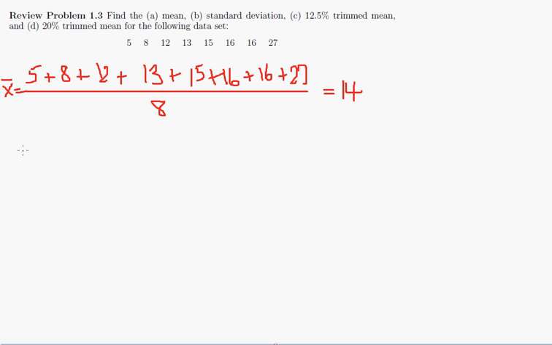To get the sample standard deviation, we subtract 14 from all of these. So negative 9, 8 minus 14 is negative 6, 12 minus 14 is negative 2, 13 minus 14 is negative 1, 15 minus 14 is 1, 16 minus 14 is 2, I get that twice, and finally 27 minus 14 is 13.